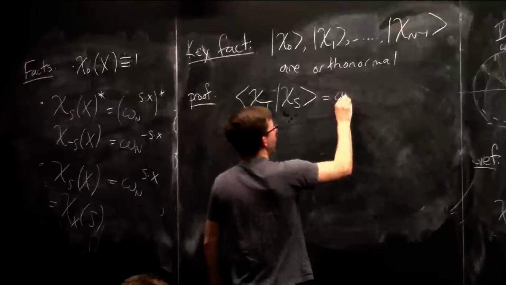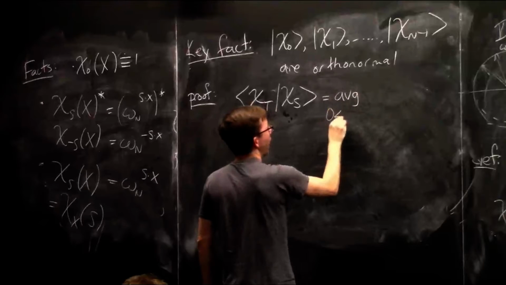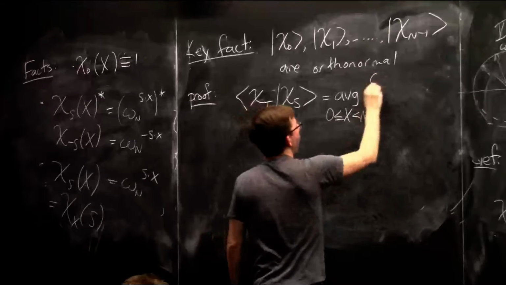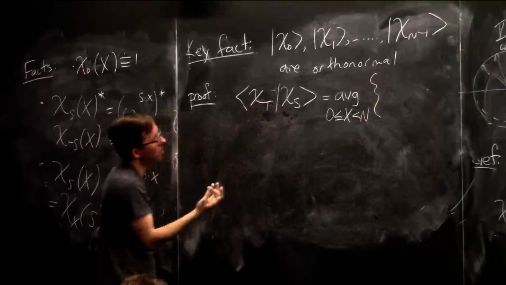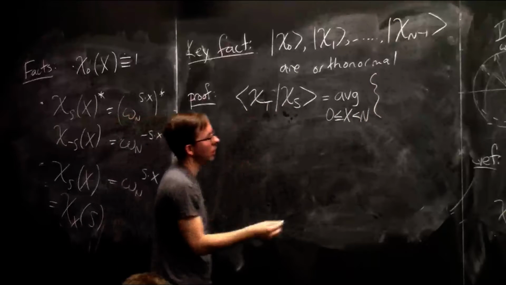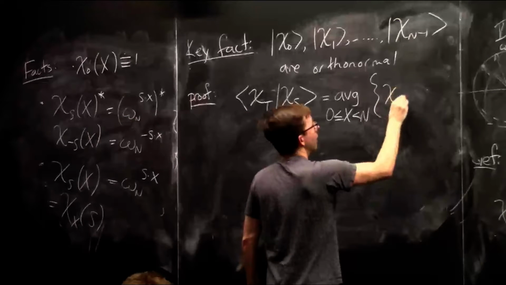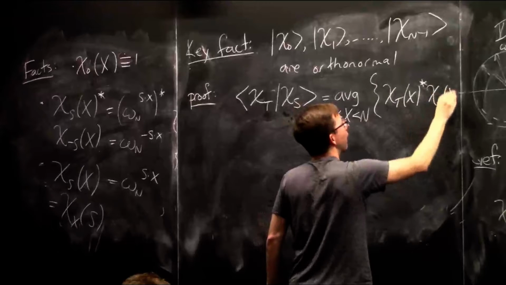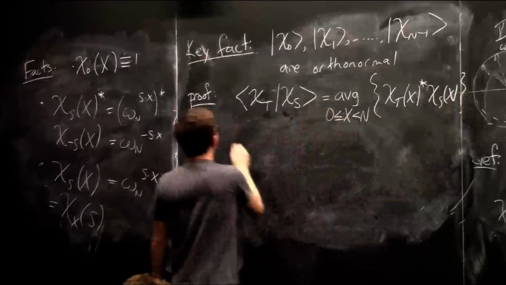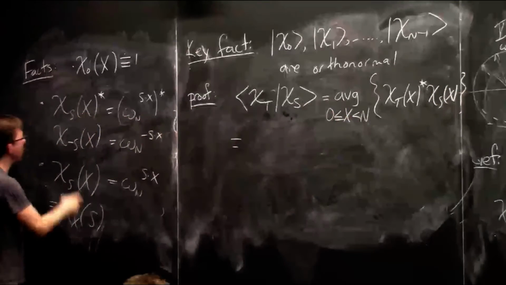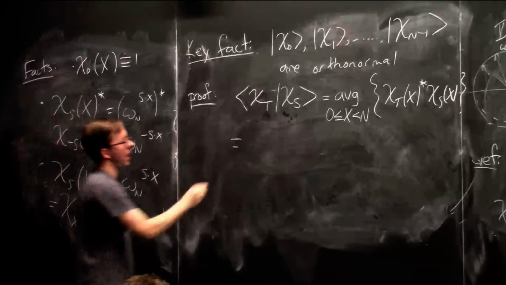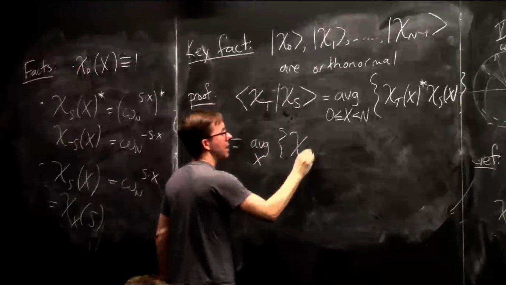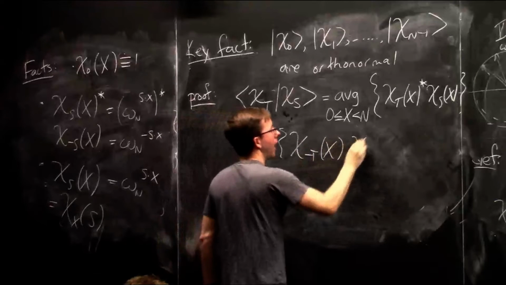By definition, this is the average over x from 0 to n minus 1. Now you have to remember that when you do complex number inner products, you have to put in a conjugation. So it's chi t of x complex conjugate times chi s of x. And now we'll use this fact. So this is the average over x of chi minus t of x times chi s of x.